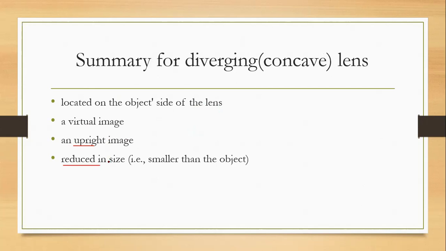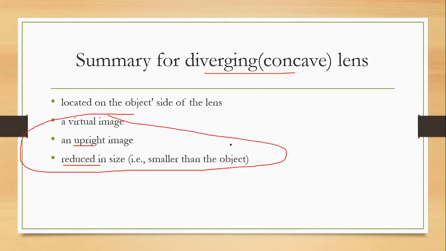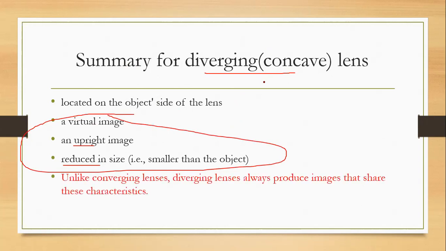Okay, so what does this mean? This is going to happen for all objects when you use a diverging or concave lens. Okay, but for convex lens or the converging lens, we cannot talk about a proper summary. That's why you need to know this only for concave lenses, for diverging lenses.